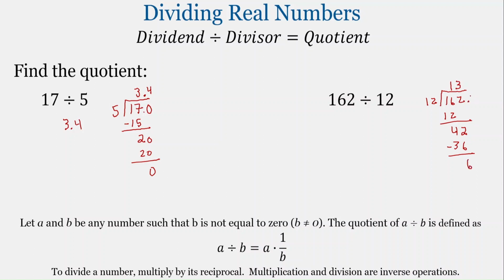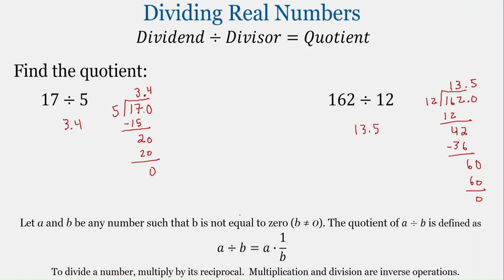A decimal point here. Bring down that 0. And then 12 goes into 60 5 times. 12 times 5 is 60. And we have 0. So the answer is 13.5. And this is likely how you did division in elementary school. But let's look at the definition of division.